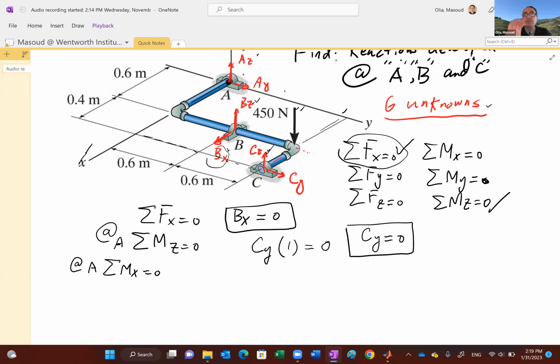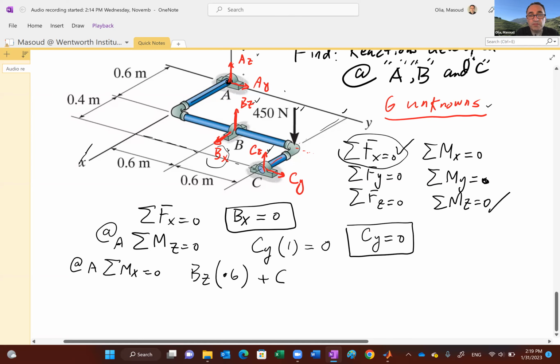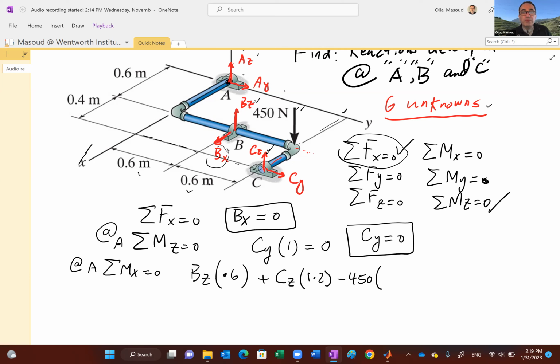The moment of B sub z is going like this, so it's positive based on the right-hand rule: B sub z times 0.6. And the moment of C sub z would also be positive: C sub z times 0.6 plus 0.6, which is 1.2. But the 450 is rotating in the negative direction, going like this, so that would be 450 times 1.2. You could clean this up or just leave it alone for the time being.